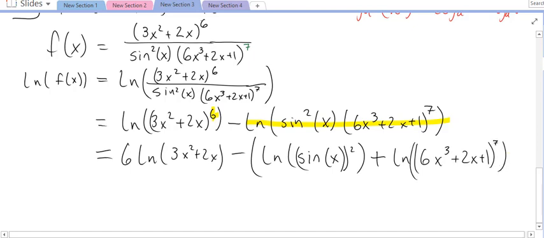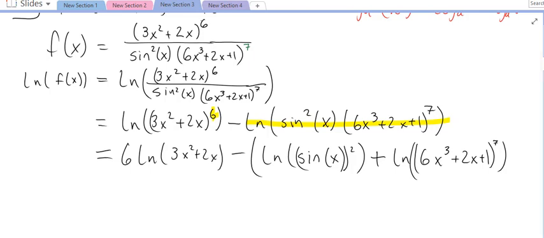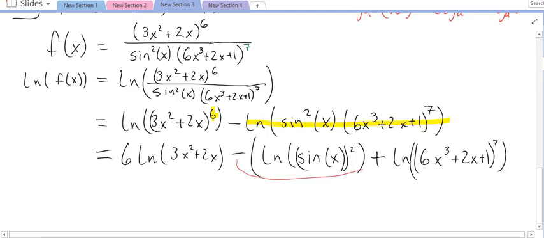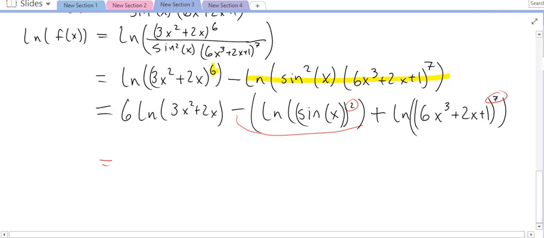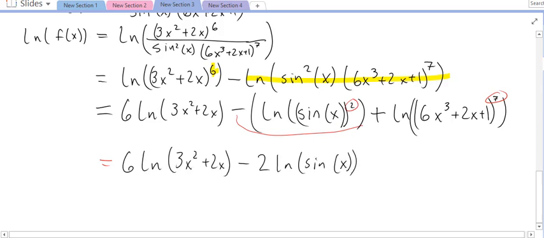Now, we can do a couple more things, just this setup sort of problem before we've even taken the derivative yet. We're just doing a whole bunch of setup to make our life easier. I want to distribute this negative, and I want to take these exponents that I have down in front of my logarithm. So what we'll have is 6 times the natural log of 3x squared plus 2x, minus 2 times the natural log of sine of x, minus 7 times the natural log of 6x cubed plus 2x plus 1.